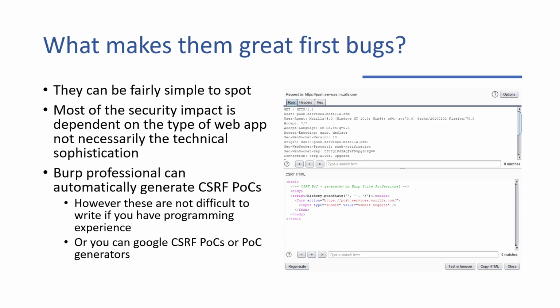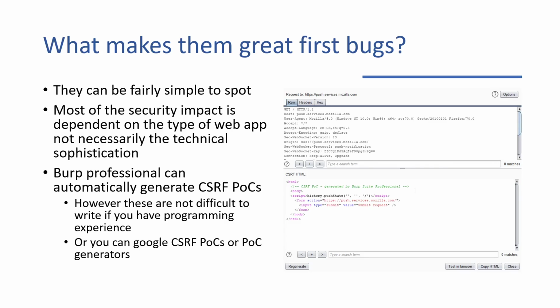So what makes them great first bugs? They can be fairly simple to spot. You just have to look for a CSRF token not being there. And most of the security impact is dependent on the web app, not necessarily the technical sophistication. Once you understand how to exploit a CSRF bug, you know how to exploit every CSRF bug. So you don't necessarily have to learn a huge amount to be able to do it. You can mostly just focus on which ones of these have big impact.